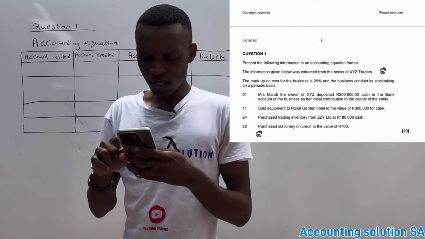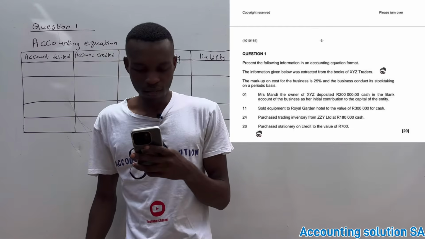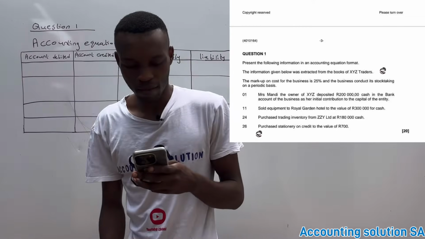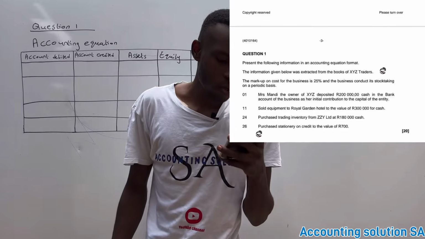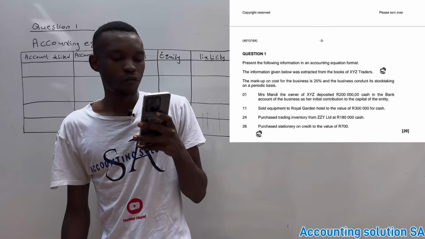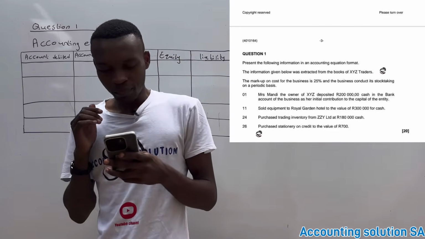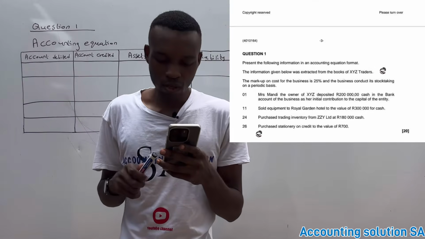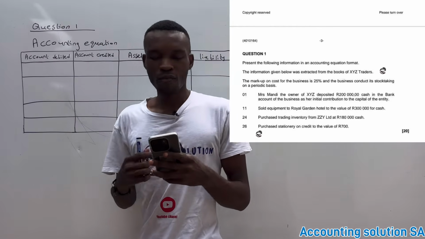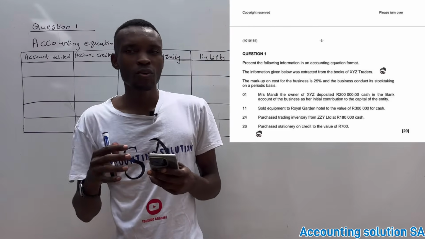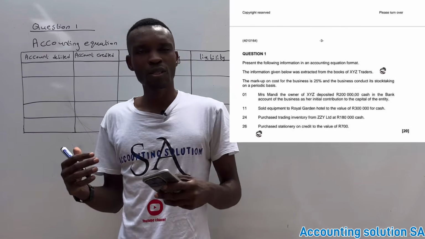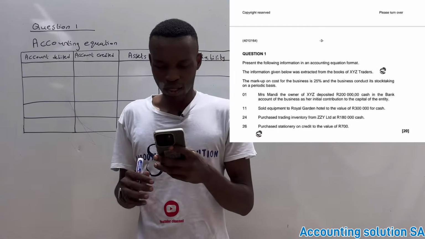Okay, so let's look at this question that we have. They said present the following information in accounting equation format. So this is the format that we have, okay? And they say the information given below was extracted from the books of XYZ traders, and they said the markup on cost for the business is 25%. And they also said that the business conducts its stock taking on a periodic basis, okay? Then obviously if they give you the percentage, guys, know that every time when you are given a sales amount, you also have to calculate the cost of sales using that percentage of markup.